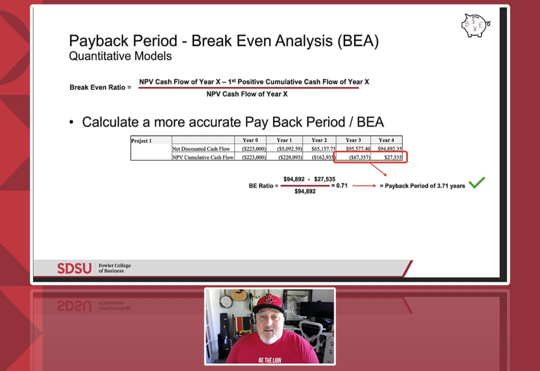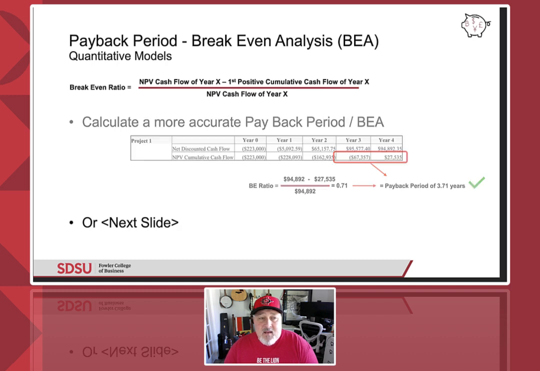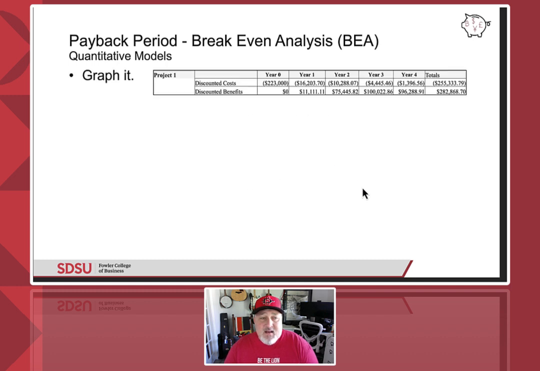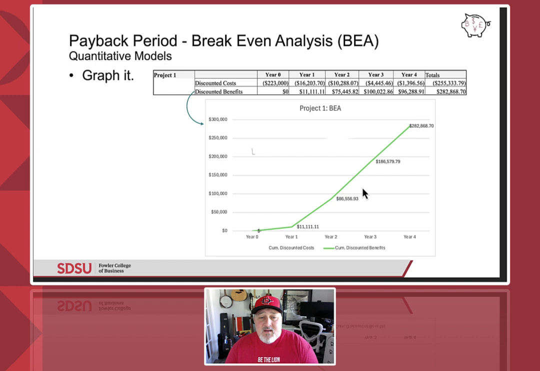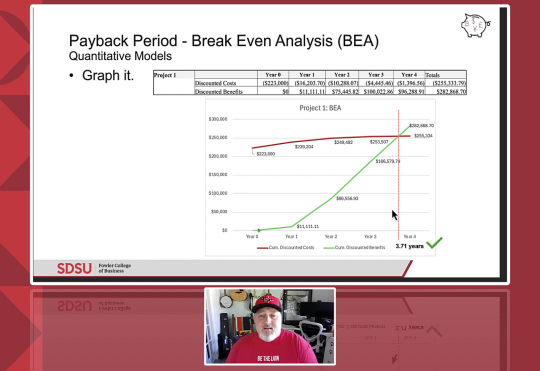You can also use Excel to do payback periods, and I'm going to share a video with you that will walk you through that. So it's another way to easily assess a payback period. But the other option is to graph it. I can take my total discounted costs and discounted benefits and put them on a graph. Here's my discounted costs, here's my discounted benefits. When I get them on the same graph, you can tell it's somewhere between year 3 and year 4, and in fact, 3.71 years. So a few different ways to look at this.